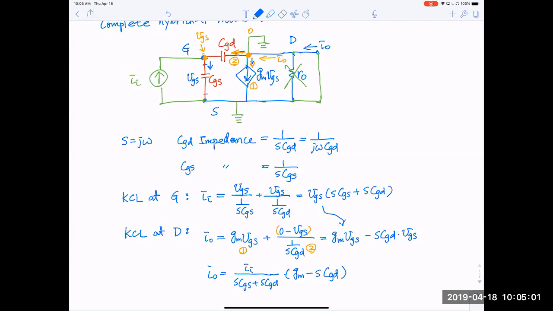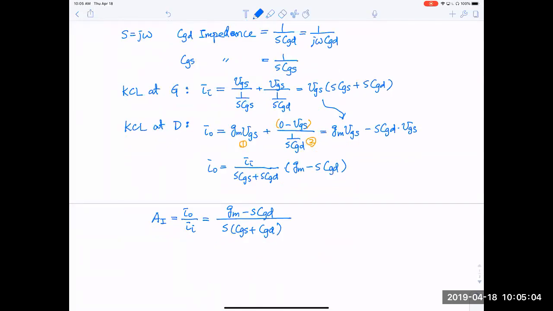Okay, all right, so now we have this current gain, and gm is generally much bigger for the frequency of interest. s·Cgd, Cgd is usually a small number, okay? Cgd is usually very small, the smallest of all capacitances. So for practical purposes, we can actually ignore this term, all right? And so we just have gm over s·Cgs, okay?